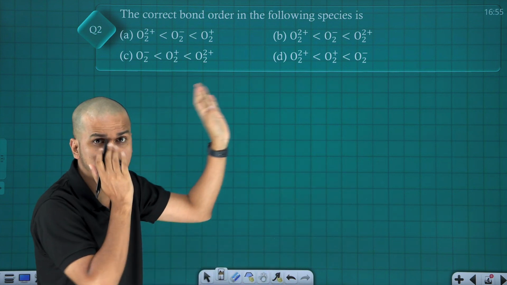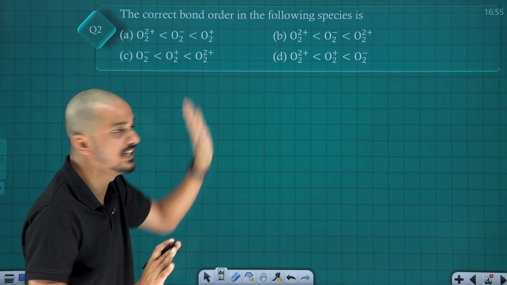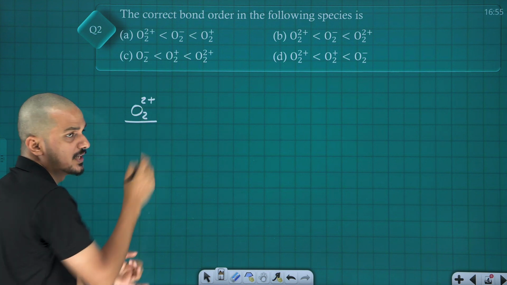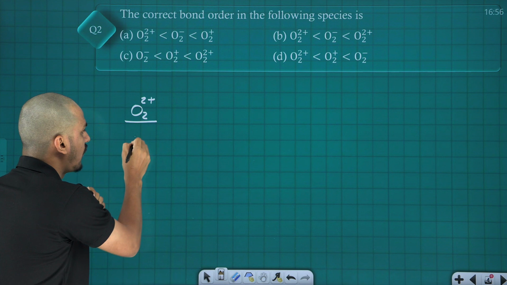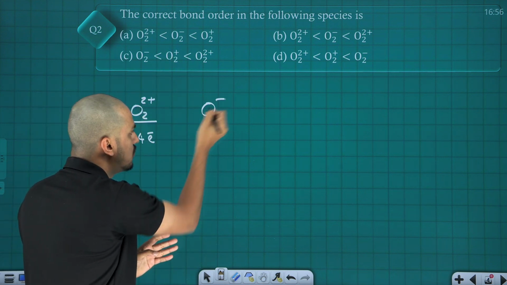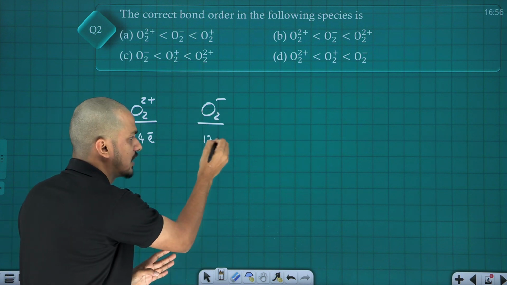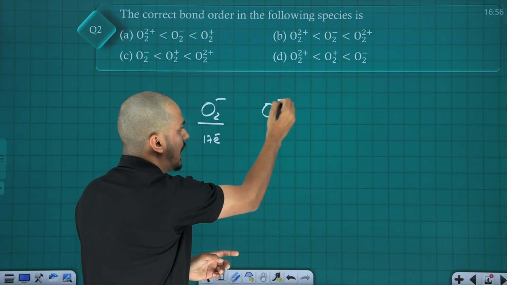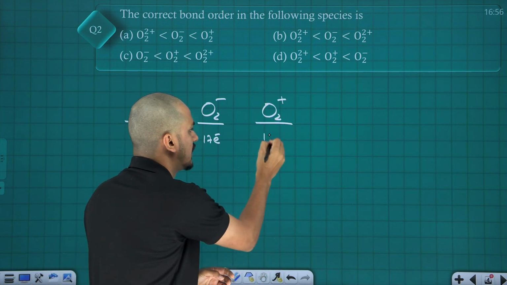First of all, if they are giving this kind of question, what you have to do is find out the total number of electrons in each species. First one, O2 2 plus. In oxygen molecule 16 electrons, and 2 plus means 14 electrons are there. In O2 minus, oxygen 16 electrons, O2 minus means 17 electrons are there. In O2 plus, total how many electrons are there? O2 means 16, O2 plus means 15 electrons.